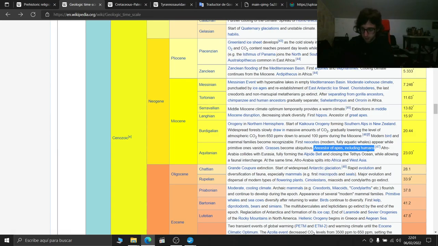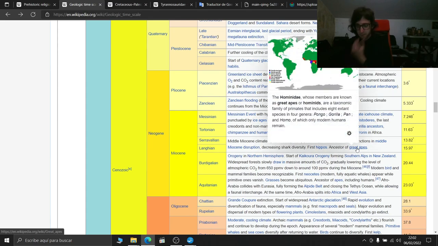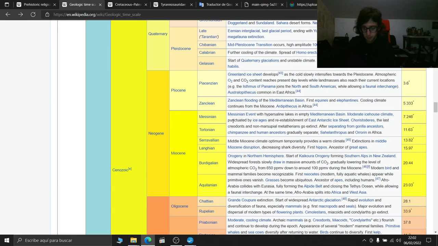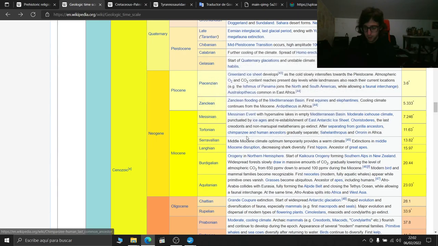So here is where the apes begin. Middle Miocene climate optimum temporarily provides a warm climate. Extinctions in Middle Miocene disruption decreasing shark diversity. First hippos, ancestor of great apes. Messinian event with hypersaline lakes, and North American marsupial metatherians went extinct. After separating from gorilla ancestor, chimpanzee and human ancestor gradually separate.